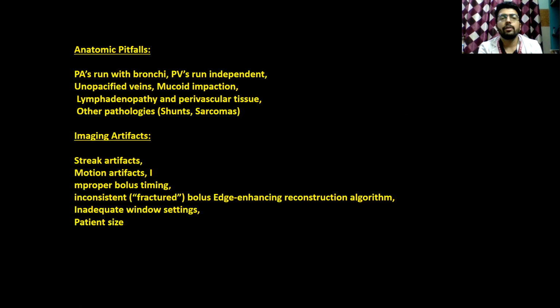So what are the anatomic pitfalls? Pulmonary arteries run with bronchi, while pulmonary veins run independently, so unopacified veins may cause impaction. Lymphadenopathy in perivascular tissue and other pathologies like shunt and sarcomas can mimic that. Imaging artifacts like streak artifact, motion artifact, improper bolus timing, inconsistent bolus pitch, inadequate window setting and patient size will cause problems.